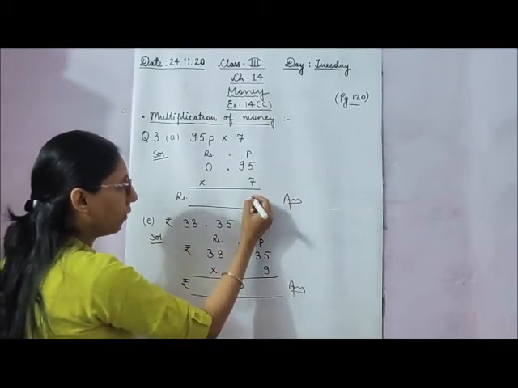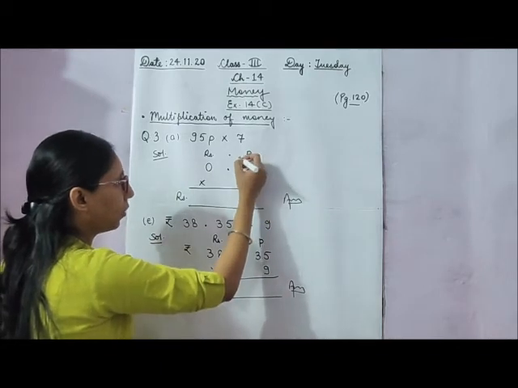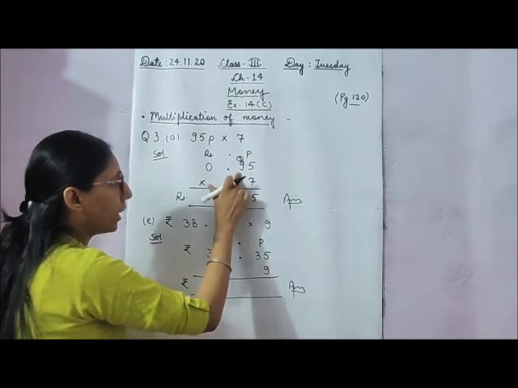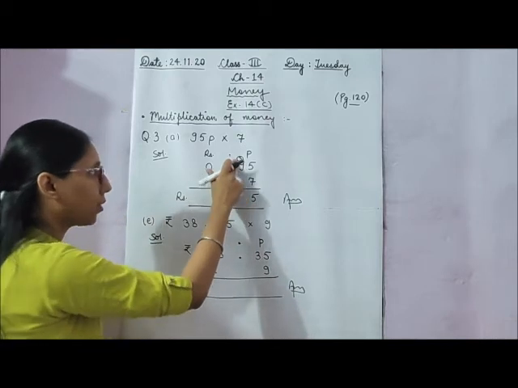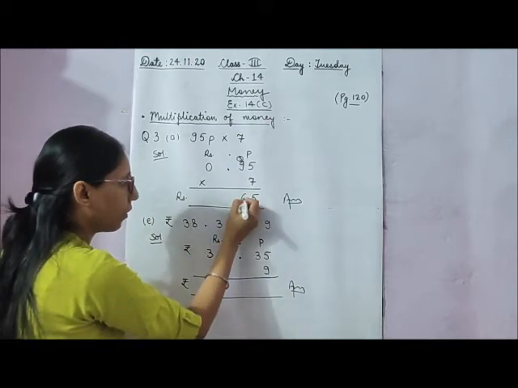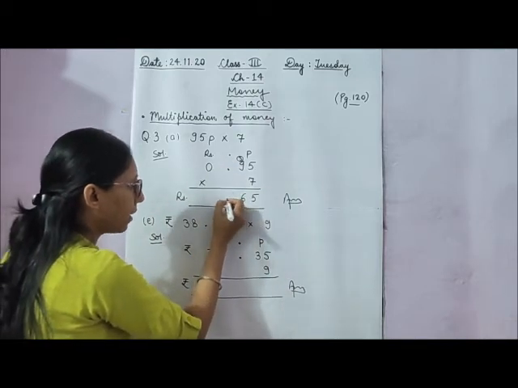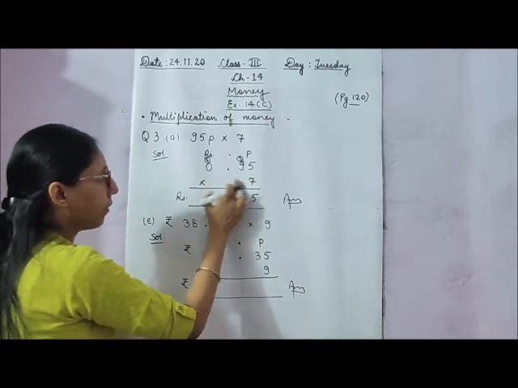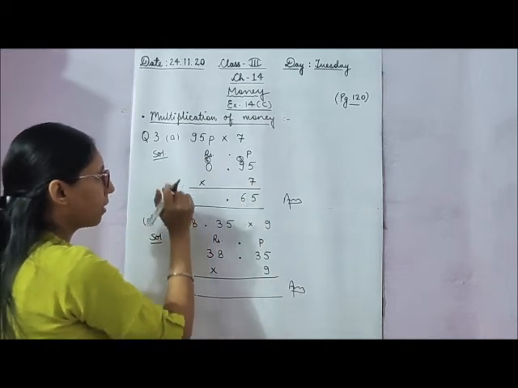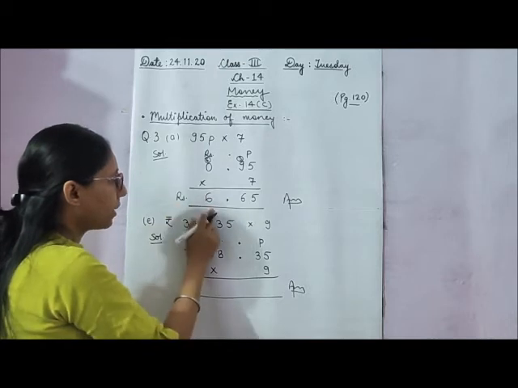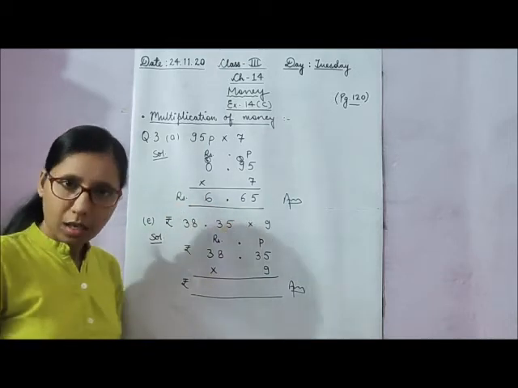Now we have to multiply by 7. So 7 times 5, 35. 5 here, 3 carry forward. 7 times 9 is 63, plus 3 is 66. So 6 we will write here. Then we will place the decimal point, and 7 times 0 is 0, plus 6 will be 6. So rupees 6 and 65 paise will be the answer.